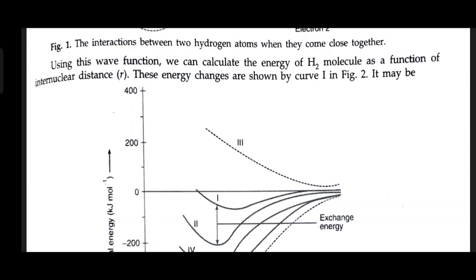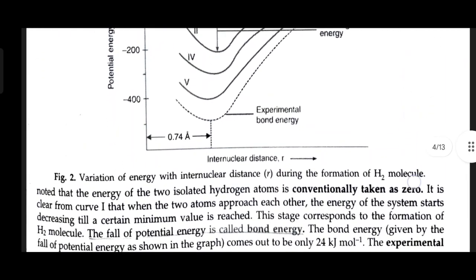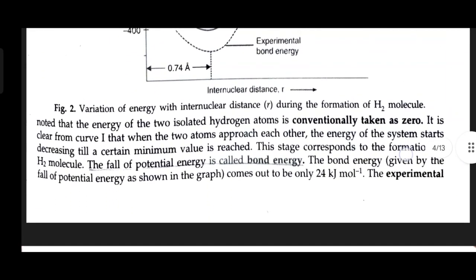Using this wave equation, we can calculate the energy of the H2 molecule as a function of internuclear distance r. These energy changes are shown by curve 1 in figure 2. It may be noted that the energy of the two isolated hydrogen atoms is conventionally taken as 0. It is clear from curve 1 that when the two atoms approach each other, the energy of the system starts decreasing till a certain minimum value is reached. This stage corresponds to the formation of the H2 molecule.